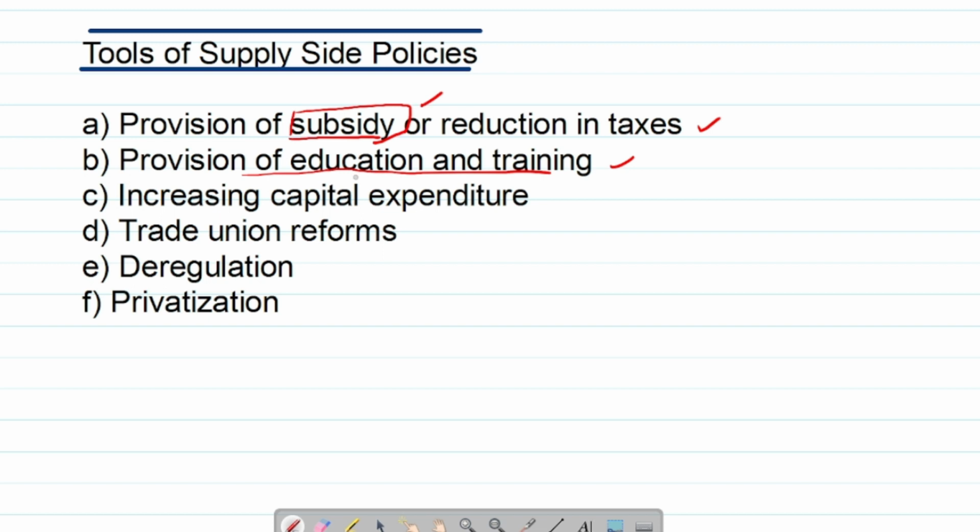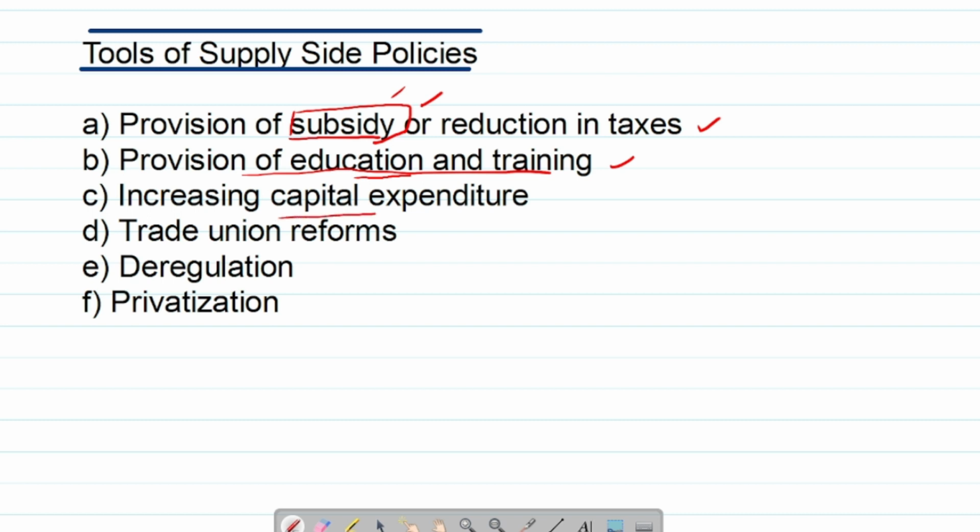And when workers are more productive, overall output increases, aggregate supply increases, and price level is also controlled. As you have seen in the previous figure as well, when aggregate supply increases, the reason may be education and training of workers or provision of subsidy or any other reason that are mentioned here.